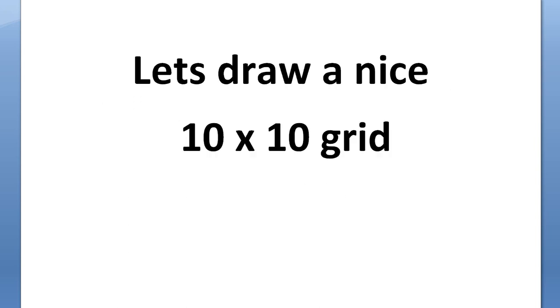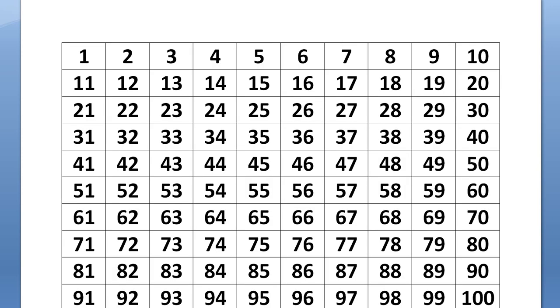So let's draw a nice 10 by 10 grid. 10 by 10 is 100, obviously. So this is my grid. What we're going to do now, I'm going to pause the video and I'll be back in a few seconds, because we're going to cross this grid out together in real time. So this should be a fun exercise. And we're going to be left with the primes.